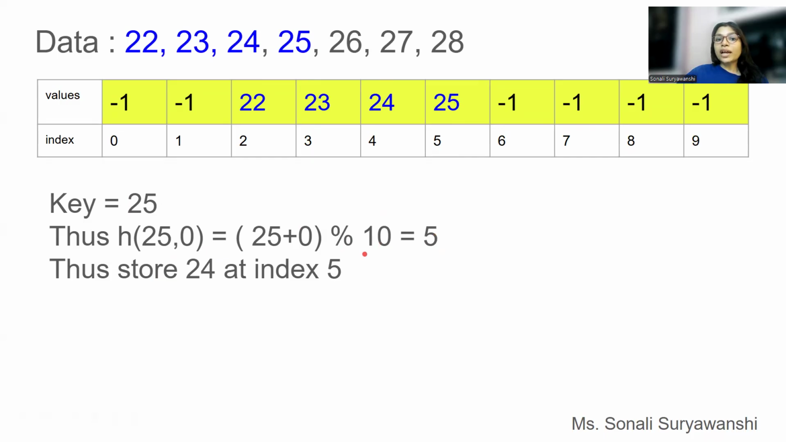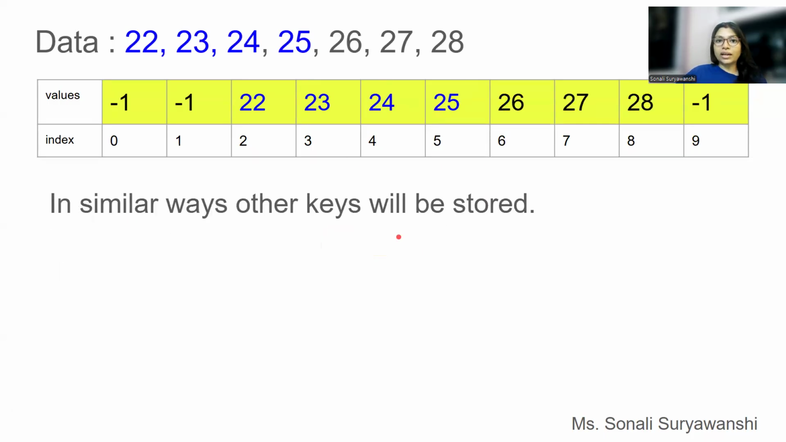Depending upon what size of the table is given, you're performing the modulus operation and finding out the index value where we can store that key. So your index value is nothing but the hash value that we are getting in our hash table to store that key. So in similar ways, we are storing 26, 27, 28. The keys are stored according to the hash key values that we got after applying divisive method on them.